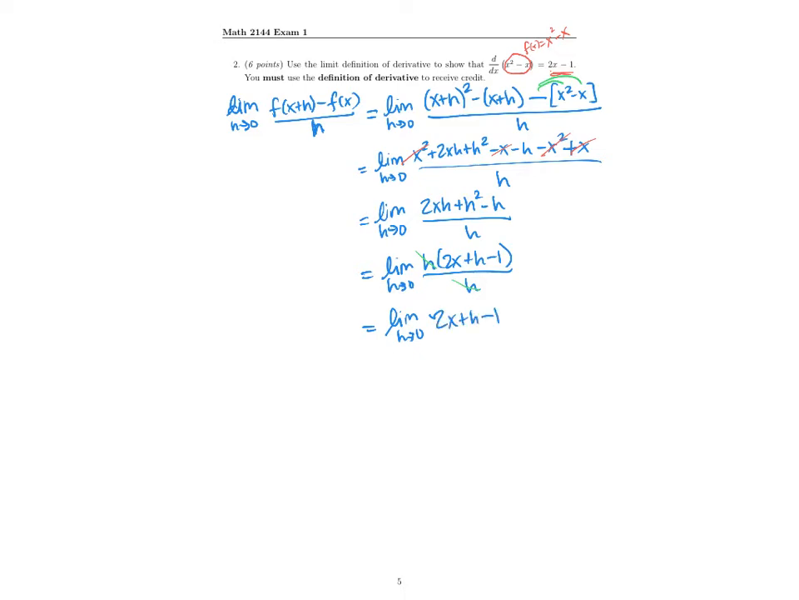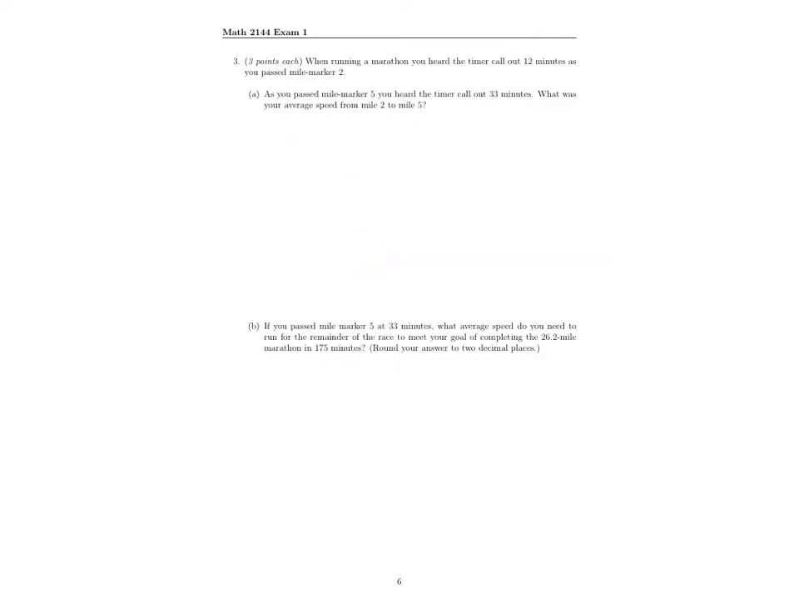And at this point, I don't have that pesky h in the denominator. So I can go ahead and let that limit as h goes to 0, I can just plug in 0 for h at this point. I couldn't do that before because I had that h in the denominator and it wouldn't be defined. But once that h is gone from the denominator, I can go ahead and plug in 0 for h. So I get 2x plus 0 minus 1, which is just 2x minus 1. And hey, that's the answer that I was looking for up there at the top. So we're done.